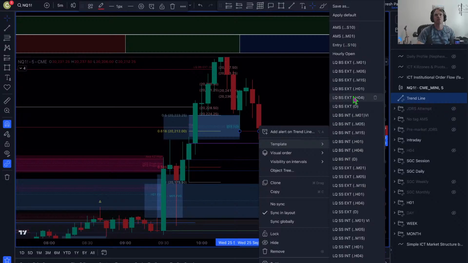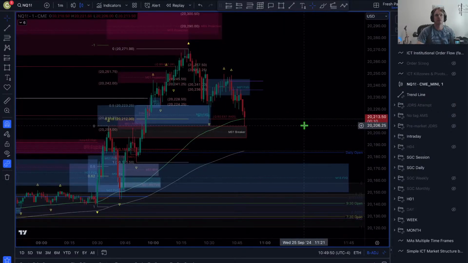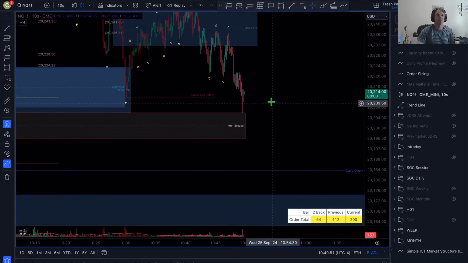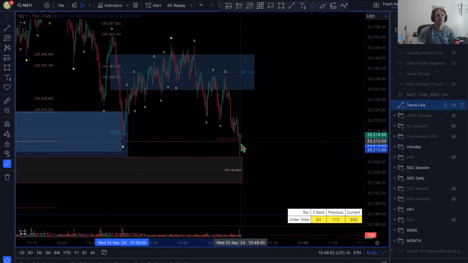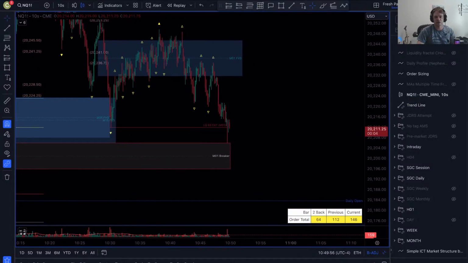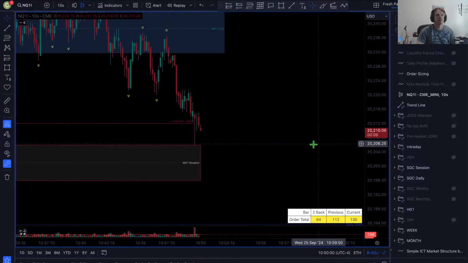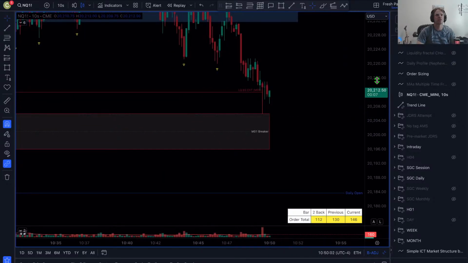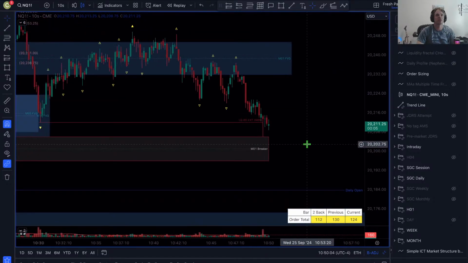I wonder if it's going to hold that. If it holds that M5 liquidity and gets a nice liquidation candle there, I like that as an entry, but that's not a nice liquidation candle yet. Nah, it's not using that. It's going to have to go deeper, I think.